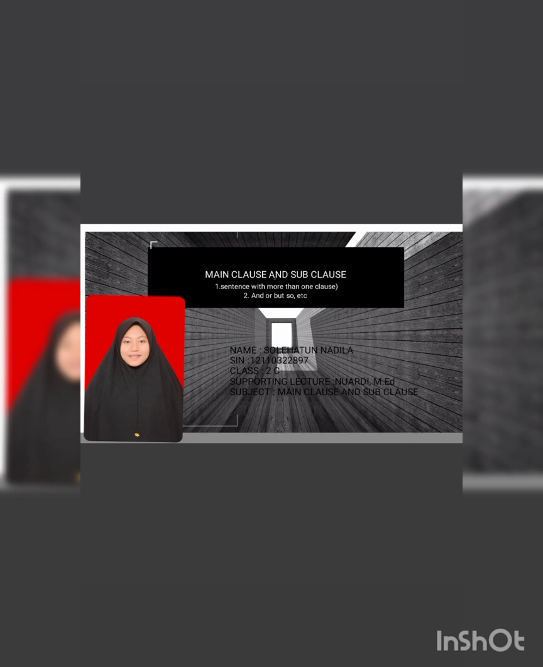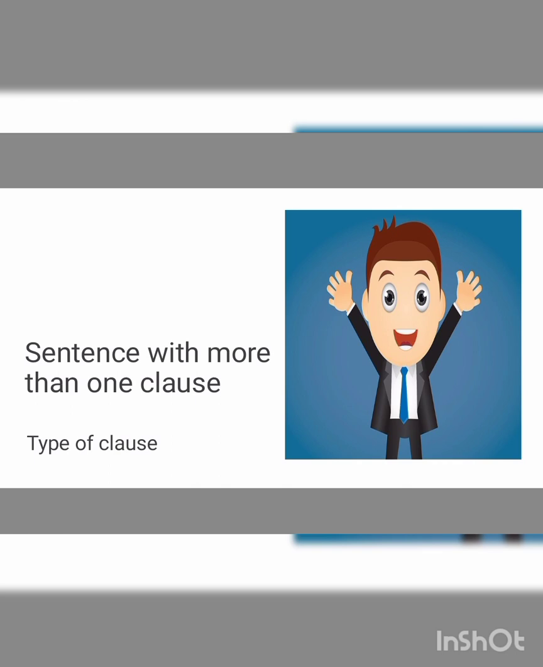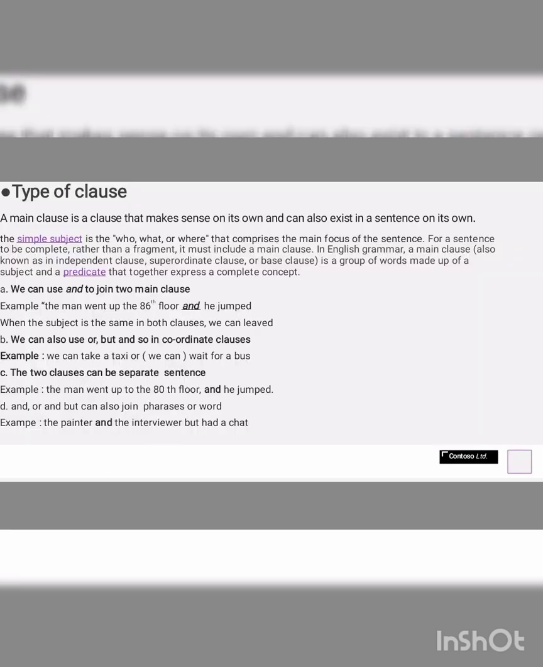Okay, I will explain the material titled main clause and subclause, and sentences with more than one clause using and, or, but, so, etc. Slide number 1. Types of clause.